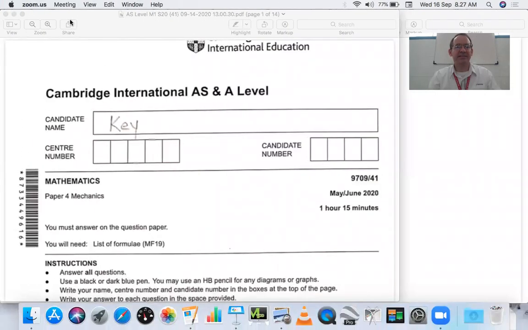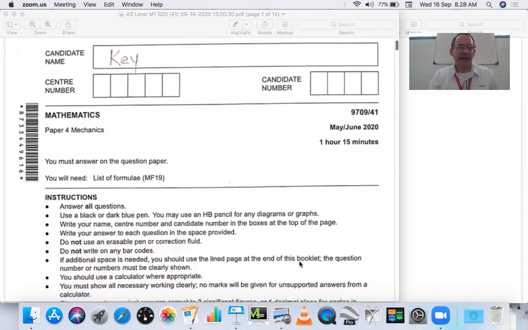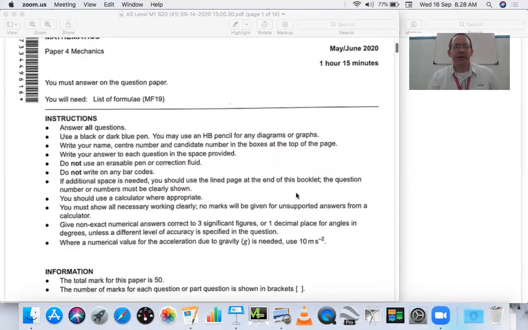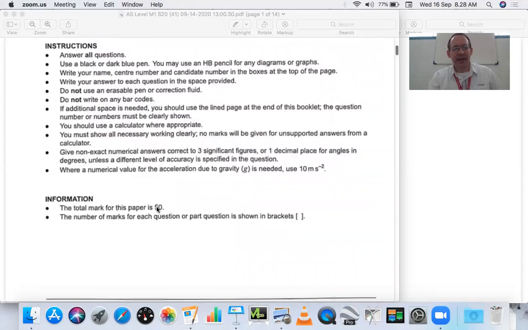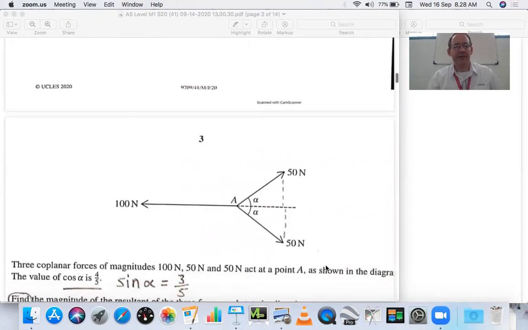Today we'd like to look at the new mechanics test for the May-June 2020 series. Again, the 2020 is the new syllabus year. And so this is the first of the 2020 May-June series for mechanics, which is paper 41. So paper 4, zone 1. And you can see it is still an hour and 15 minutes long, and it is still a 50-point paper. So let's look through it and see what we have here.